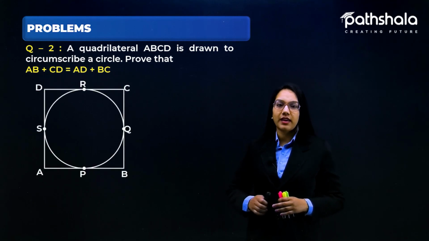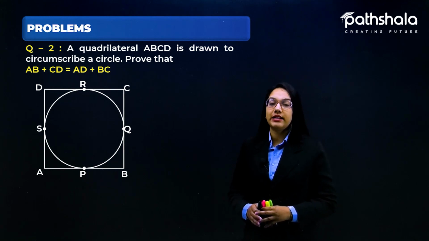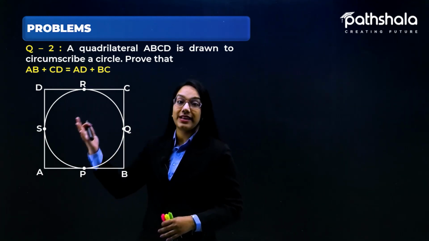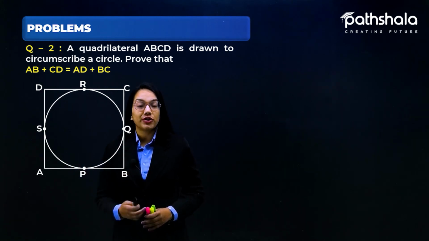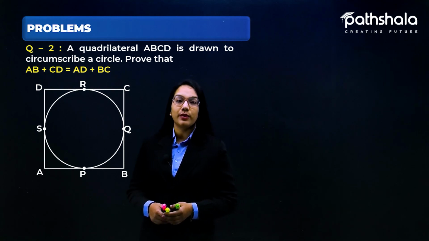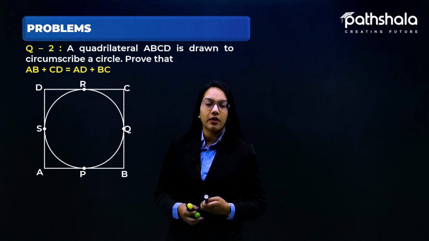Let us suppose we have this ABCD, which is a quadrilateral, and it is drawn to circumscribe a circle. You can see there is a circle inside this quadrilateral, and we have to prove that AB plus CD is equal to AD plus BC. So let's start the proof of this question.